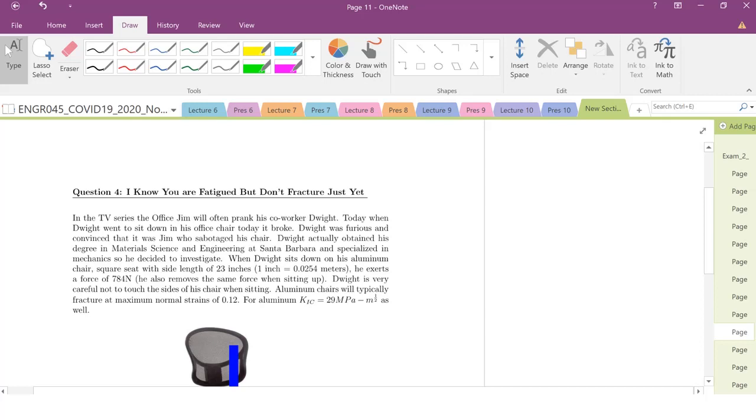We're at the last problem for practice exam number 2. So problem 4, I know you're fatigued, but don't fracture just yet. I can't get enough of these puns.